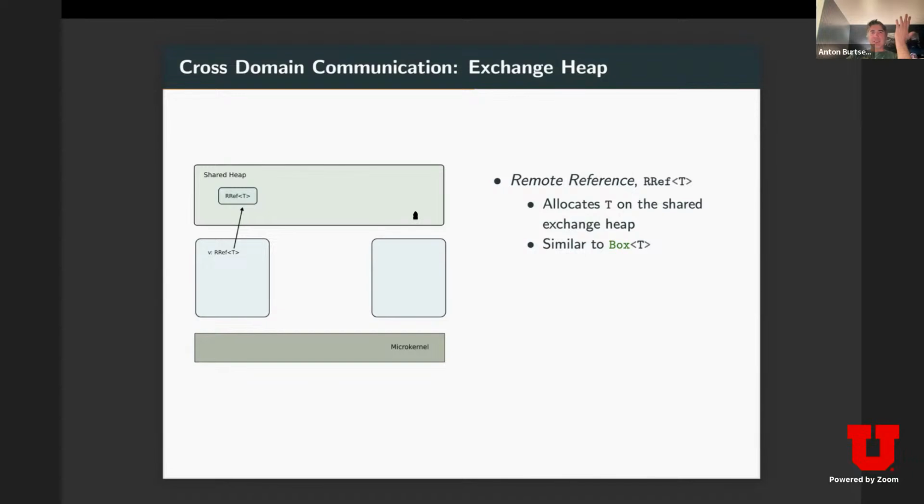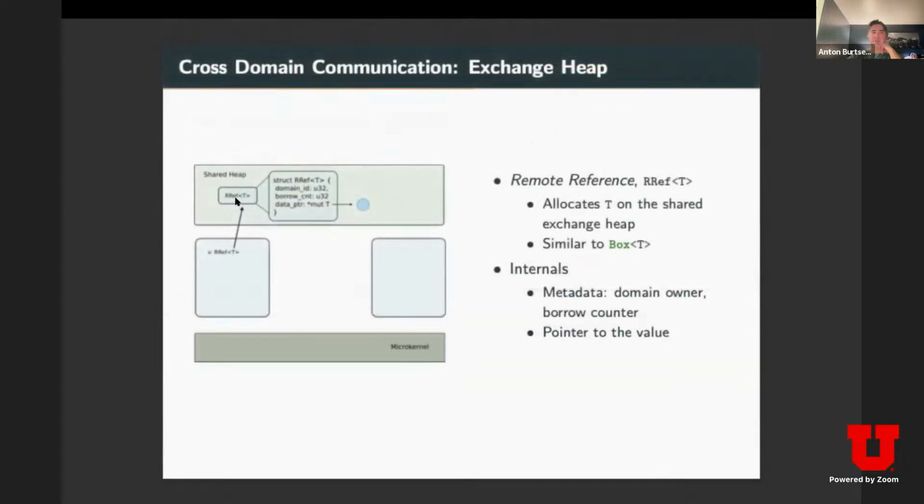To implement the exchange heap, we remember there are those rules which we have to follow. I'll go over them again. So we implement a special type, RRef, or remote reference, which takes a type T as an argument. It allocates T on the shared exchange heap. So it's very similar to how we allocate Box of T, allocating something on the local private heap with a box operator. We use the same operator here. RRef allocates an object on the shared heap.